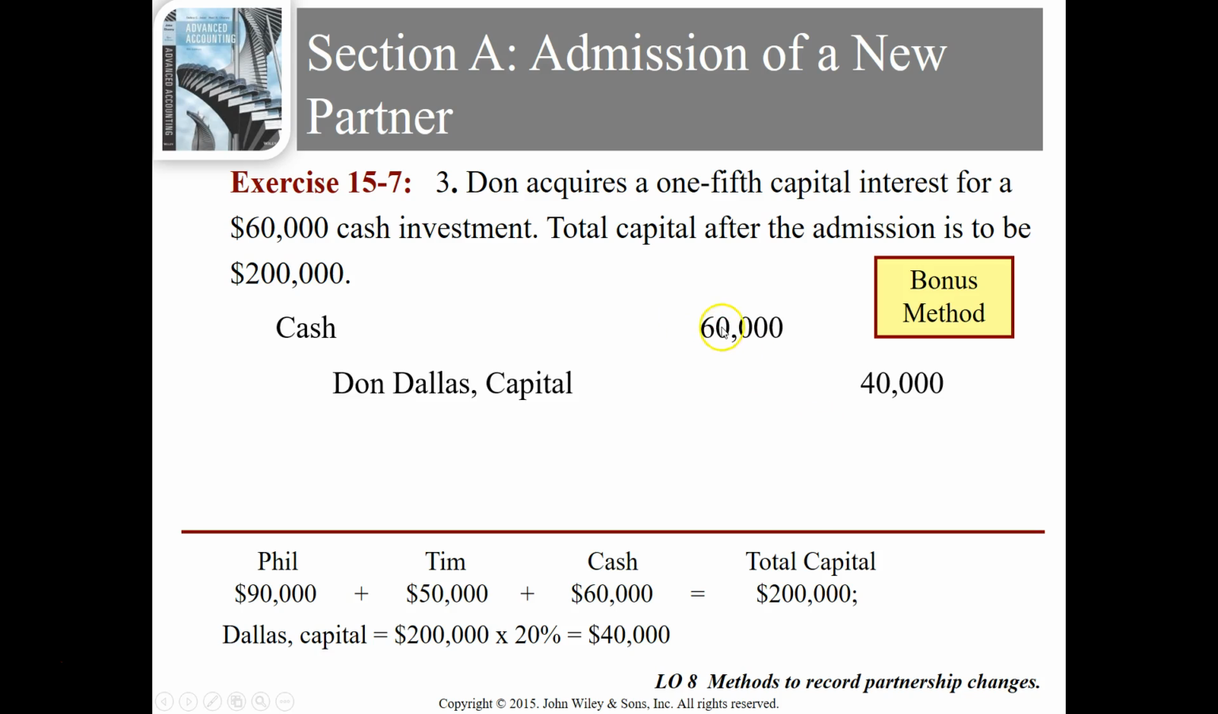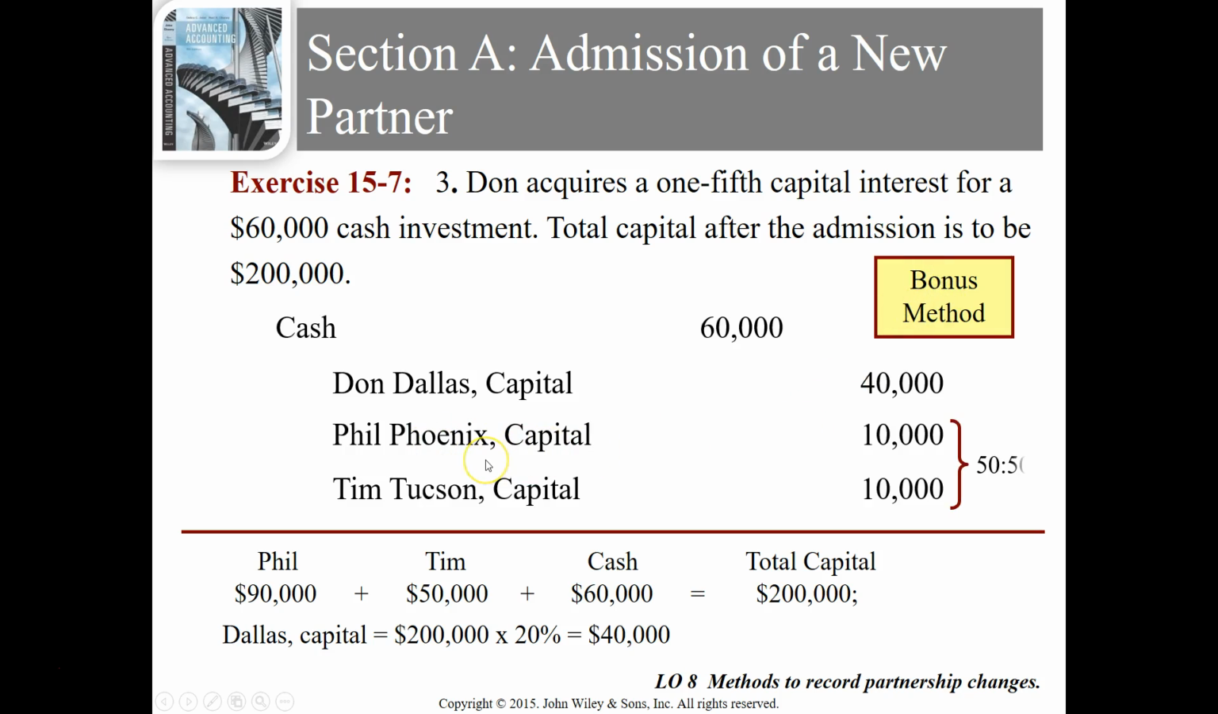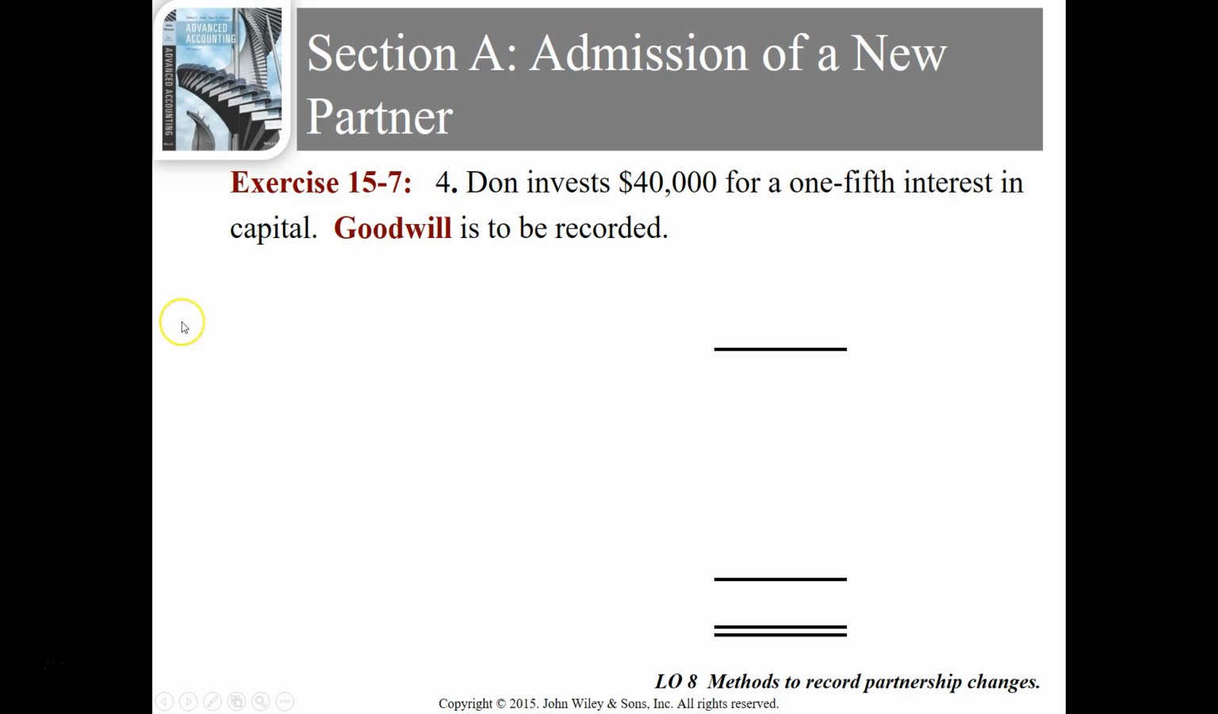Now again, hopefully you notice a $20,000 difference. Well, who's getting that 20? It's a bonus. A bonus to who? The old partners in a 50-50 ratio. So now Phil and Tim's capital both go up. Assume that Don invests 1/4 for a 1/5 interest in capital. Goodwill is to be recorded.